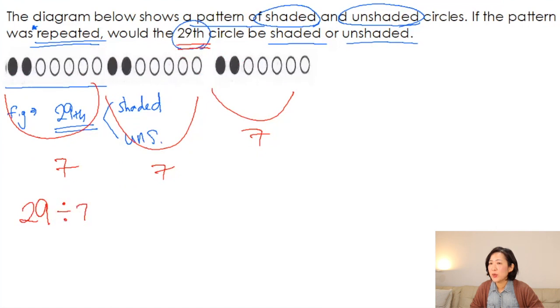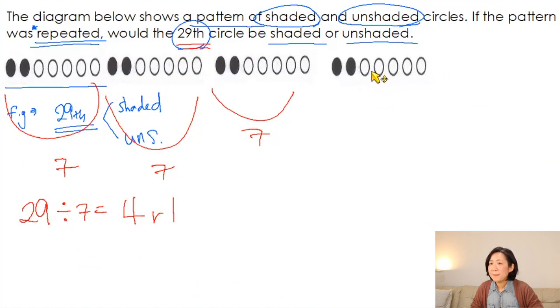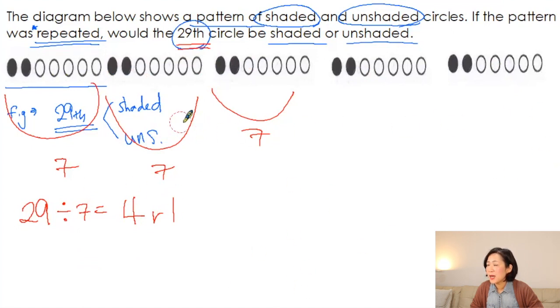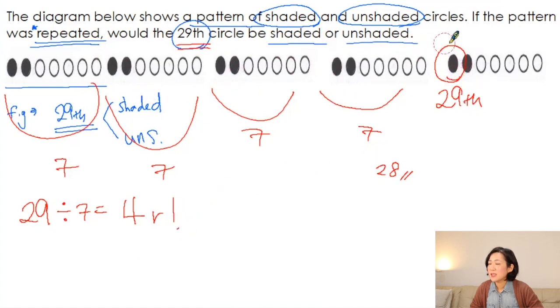That means inside the 29 circles, we copy down the same pattern 4 times. Then now we've got one remainder. That means, have a look at it. If you repeat the pattern 4 times, then now focus on your 5th pattern. What is the first circle of your final pattern? Because we've got all the patterns, 28 circles. Then now your first circle is the 29th, right? So focus on your remainder. Then the 29th circle is shaded. That's why your answer is shaded.